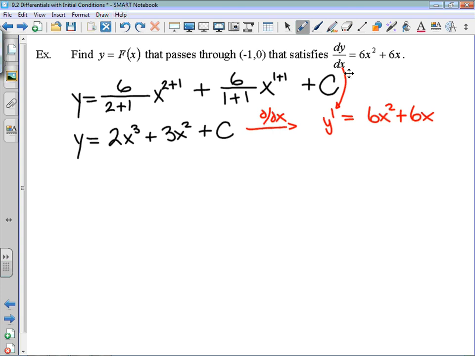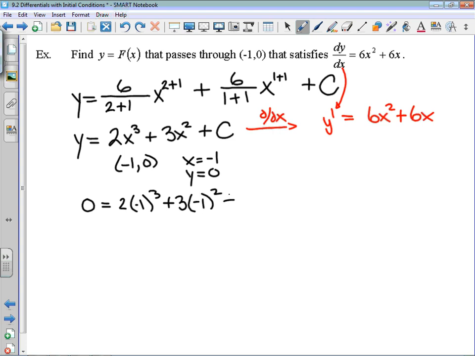Now, they do tell us that the graph passes through the point -1, 0. And I'm just going to put down here that if it passes through the point -1, 0, then x is equal to -1 when y is equal to 0. And that allows us to find that constant. So substituting those values in, I get that 0 is equal to 2 times -1 cubed plus 3 times -1 squared plus that constant. That's what we're looking to solve for.